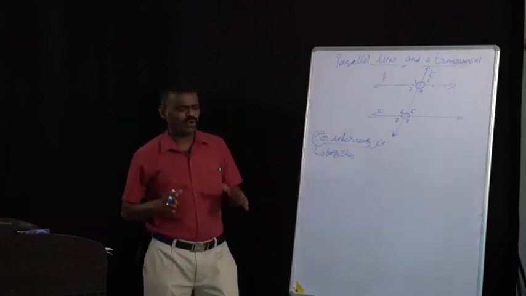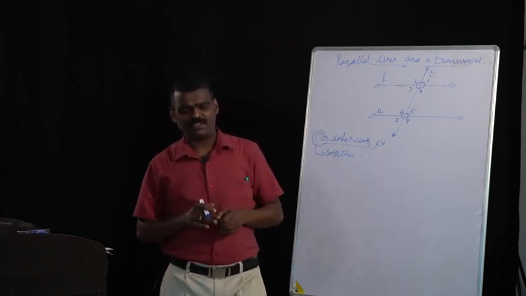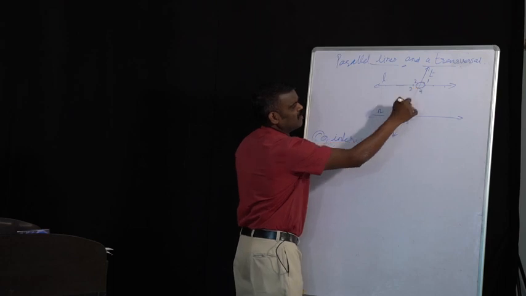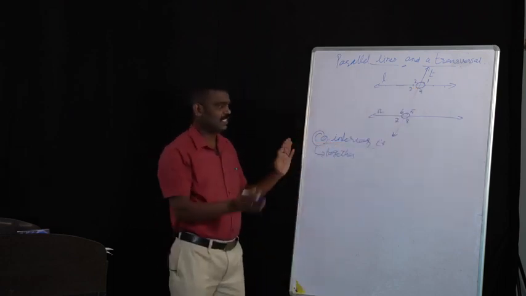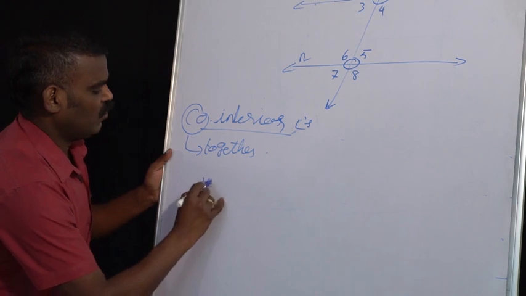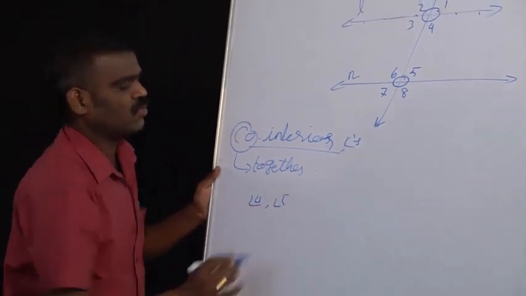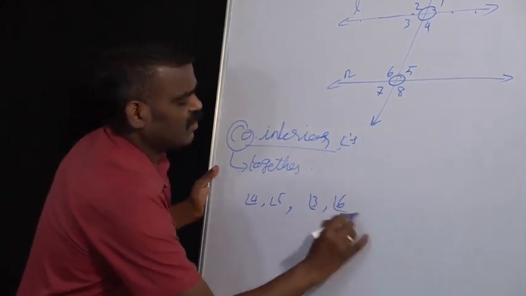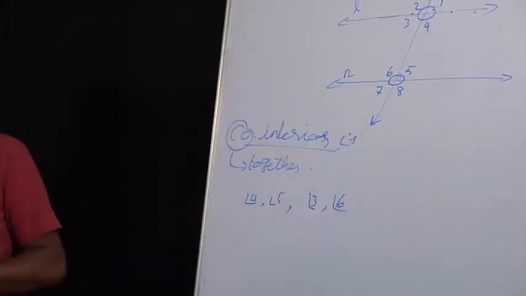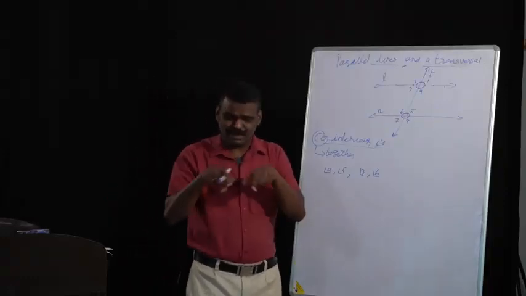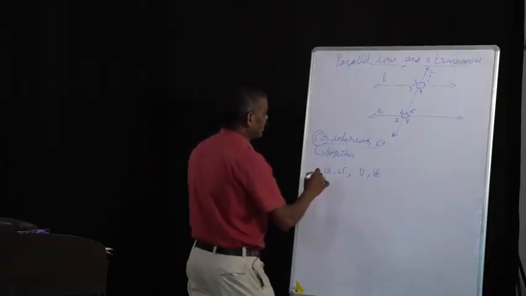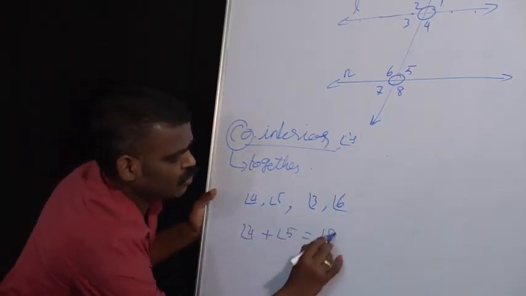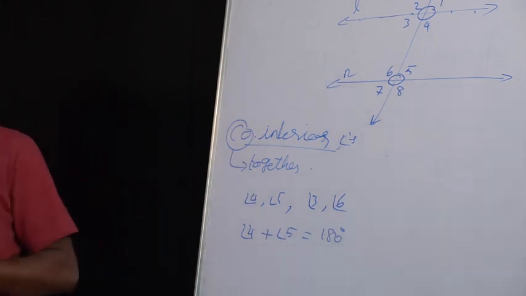So co-interior: co means together, together inside. 4 and 5 are together, on the same side. So angle 4 and angle 5 are co-interior angles. Likewise, angle 3 and angle 6 are co-interior angles. Again, the co-interior angles have some relation among them. Angle 4 plus angle 5 should be equal to 180 degrees. Should be.